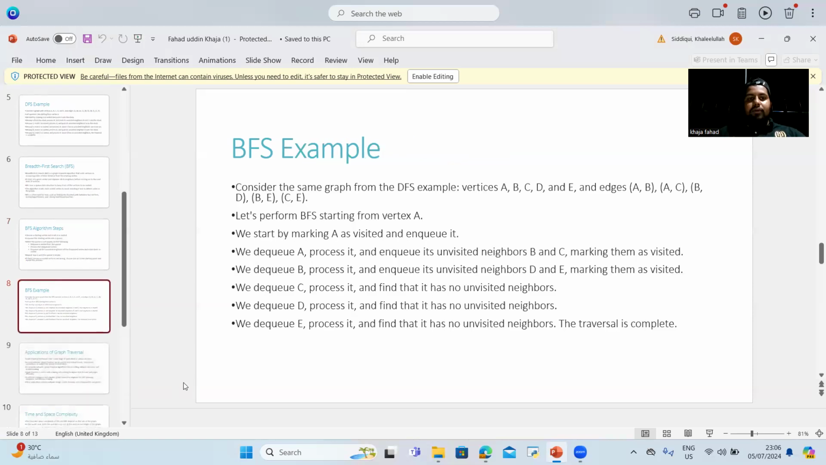Here are some examples of BFS. Consider the same graph from the DFS example.